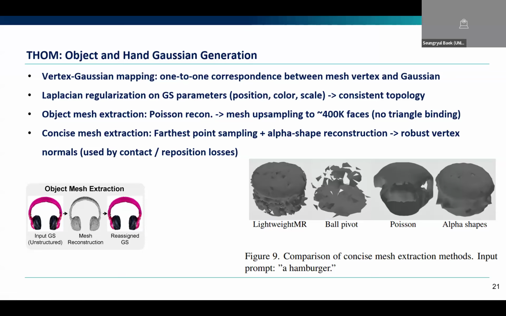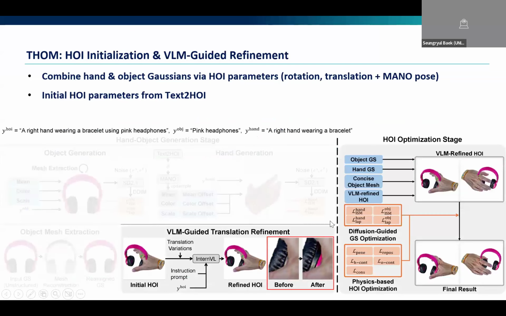As you can see on the right, from the several object mesh extraction methods, the alpha shape based reconstruction turns out to be robust compared to other methods. And interestingly, LightweightMR is a learning based mesh reconstruction method, which is also based on text generated object mesh.